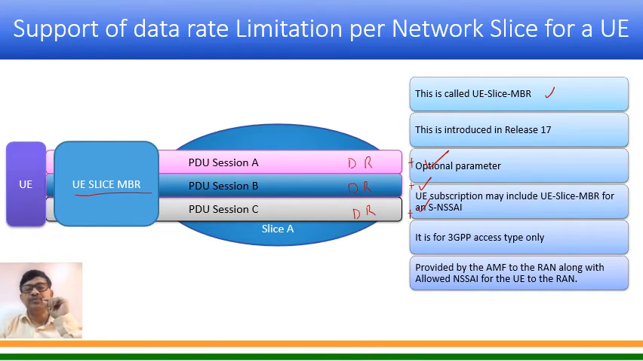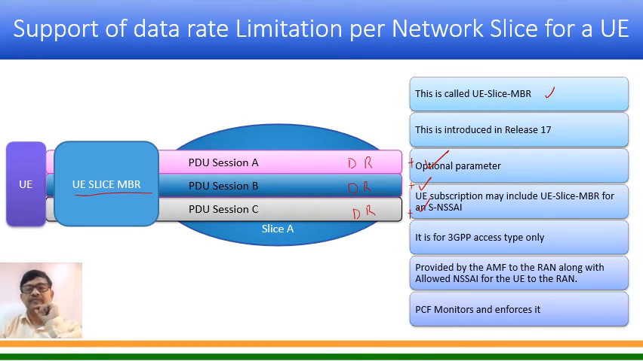And how is this provided? The AMF provides this information to the RAN along with the allowed set of network slices, and monitoring of it is done by the PCF, the policy control function.